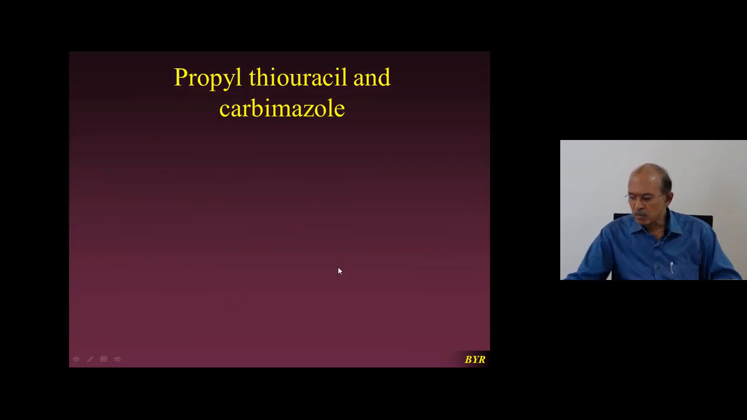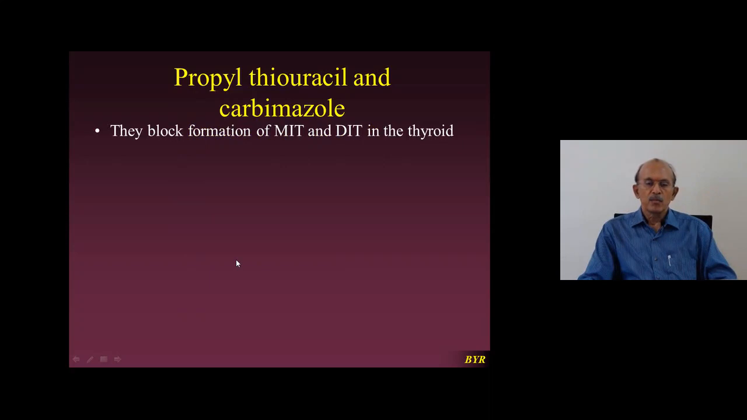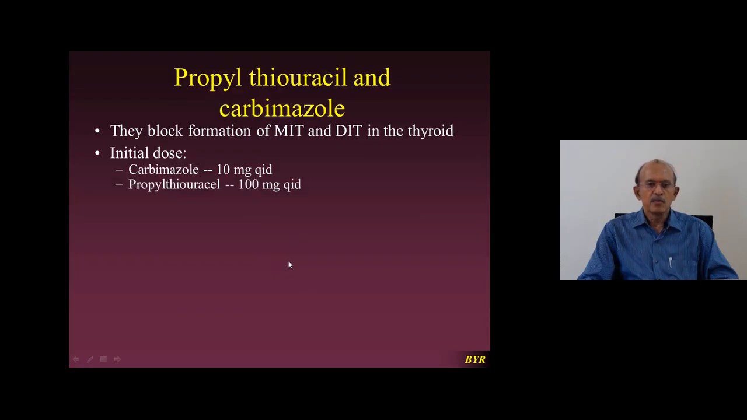Few details about propylthiouracil and carbimazole. They block the formation of MIT and DIT in the thyroid. Initial dose, carbimazole 10 milligrams 6th hourly. Propylthiouracil 100 milligrams 6th hourly. Methimazole 5 to 10 milligrams per day as a single dose.